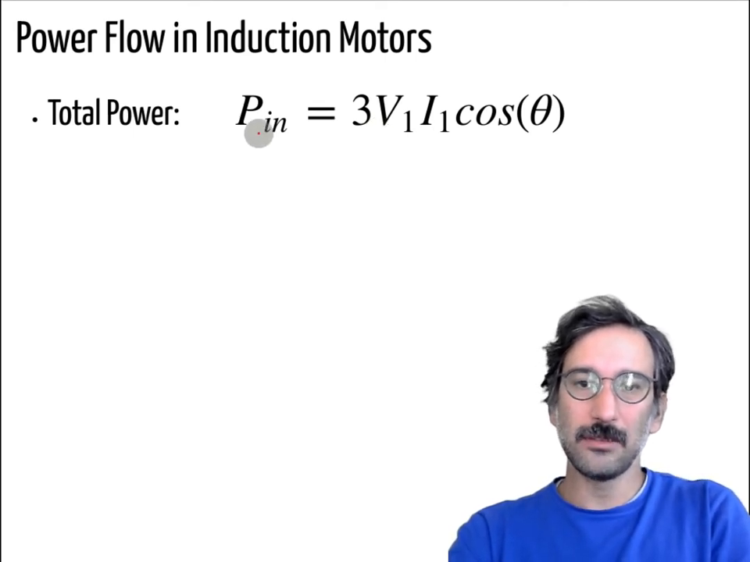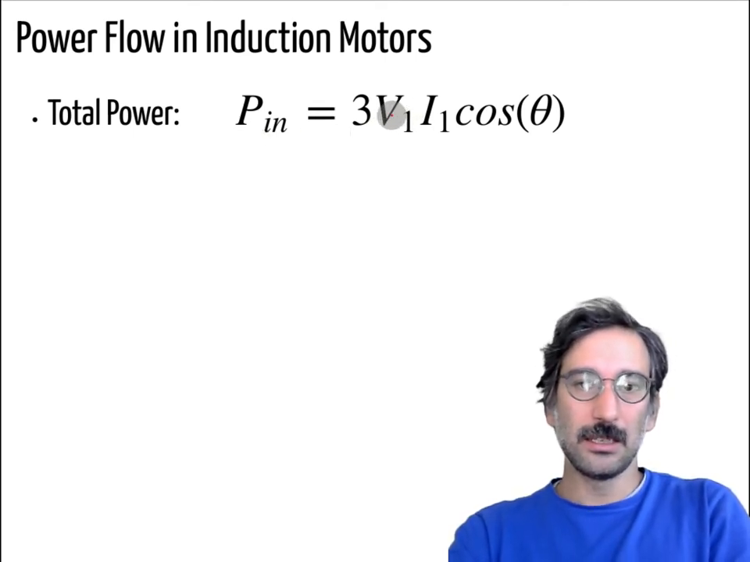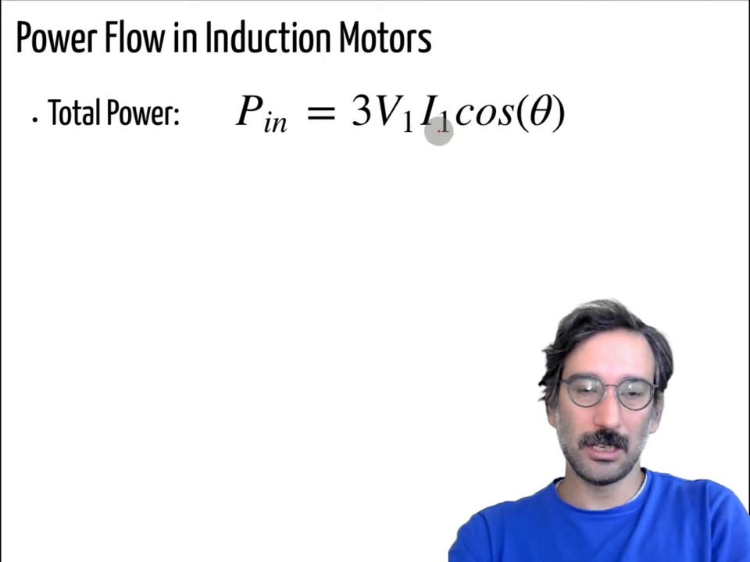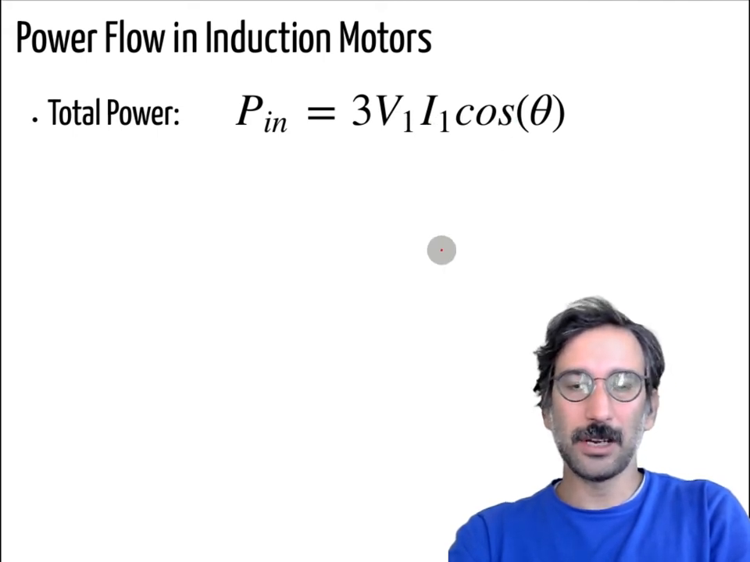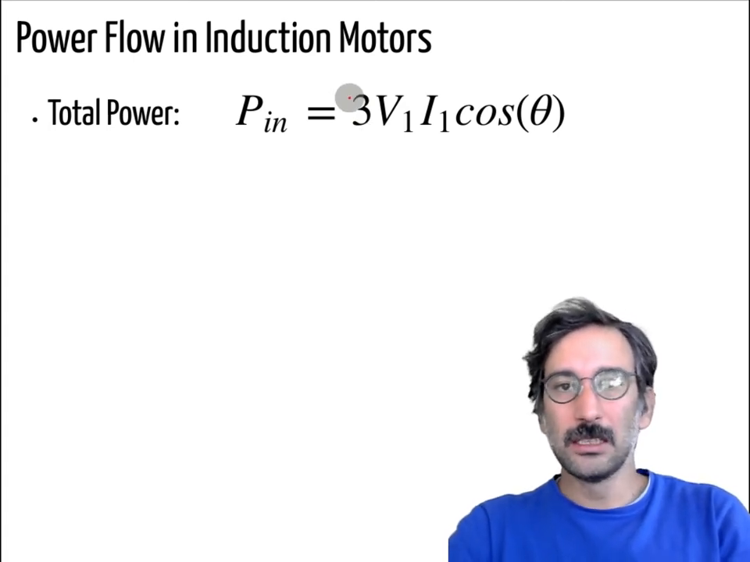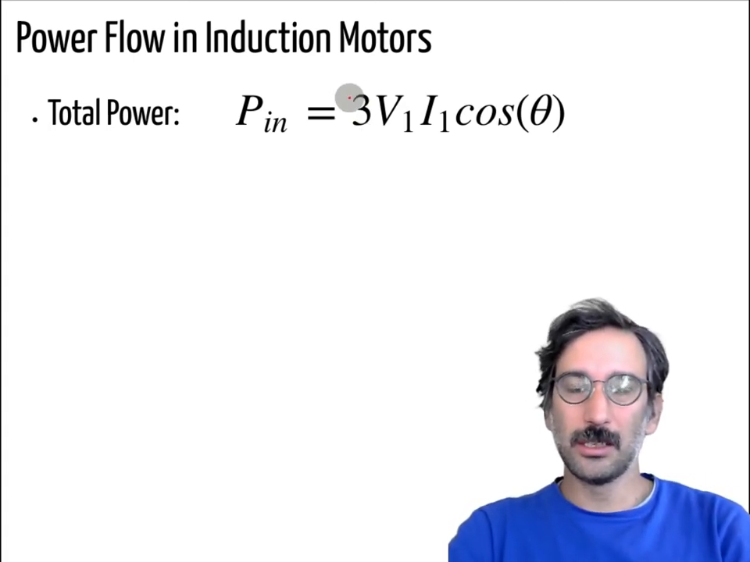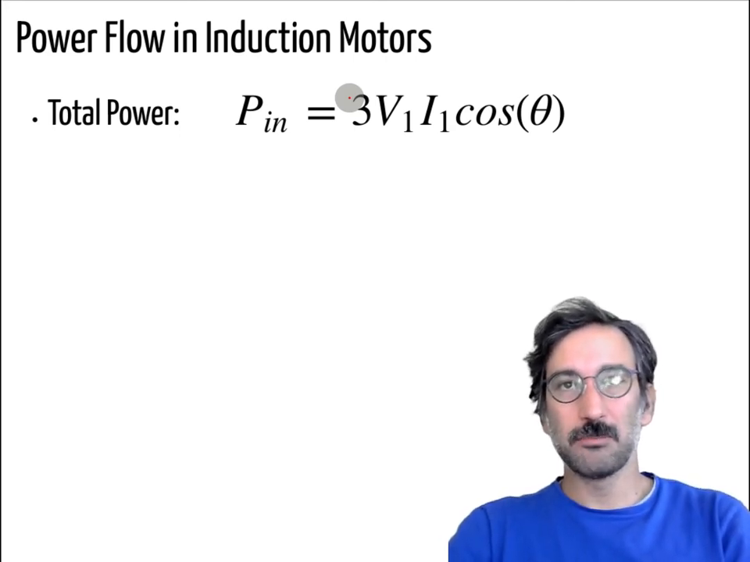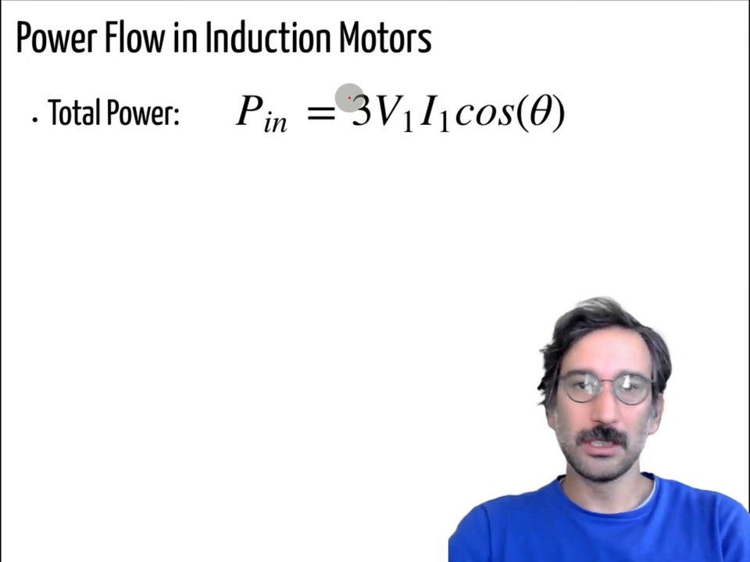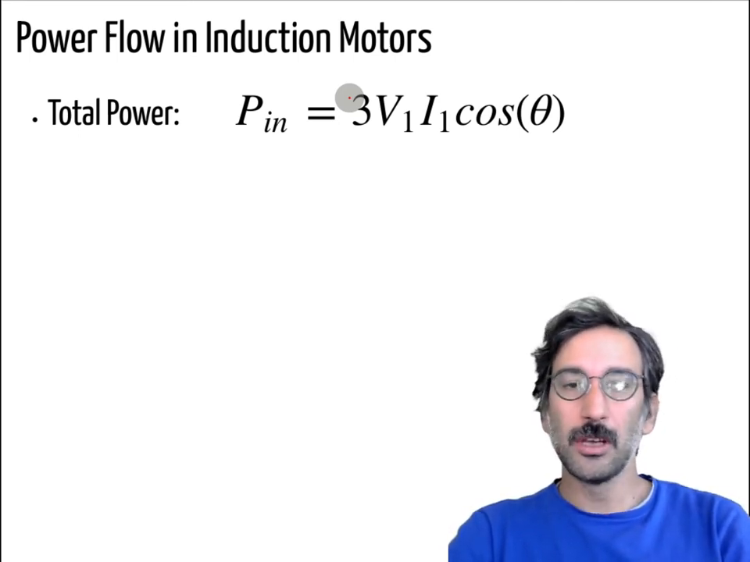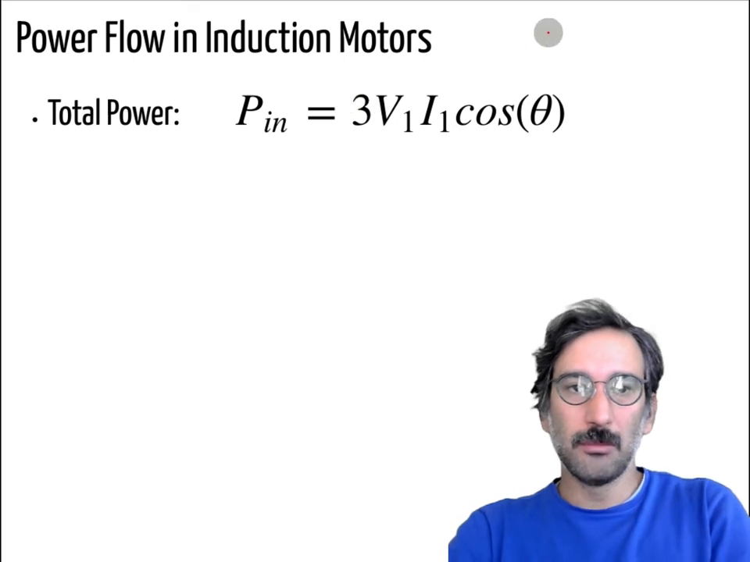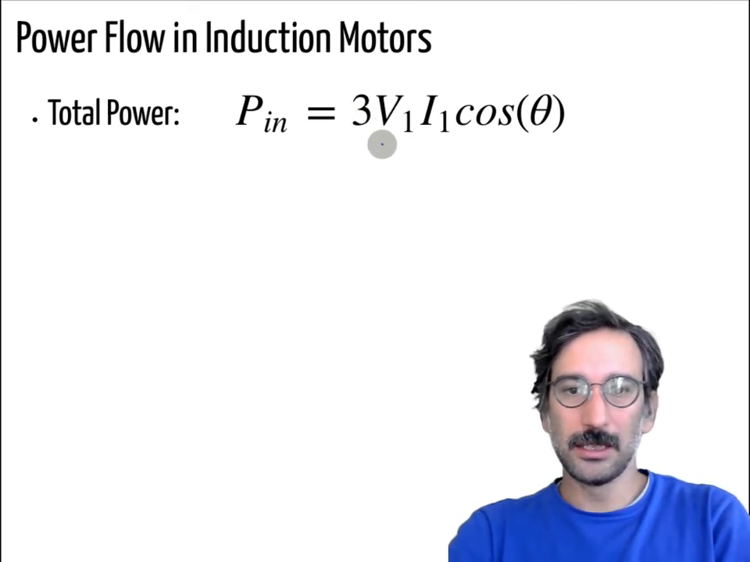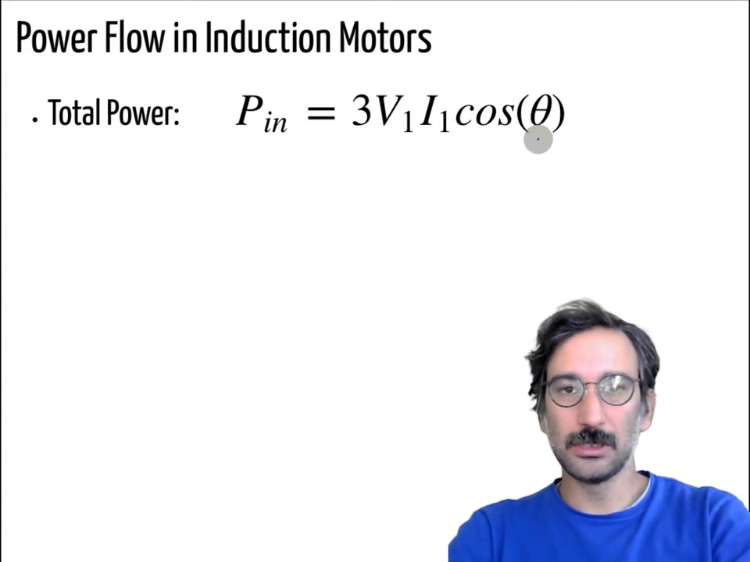First, I have the input power. It is V1, the phase voltage, times the phase current times the power factor, multiplied by 3. Don't forget that the equivalent circuit we are discussing is a per-phase equivalent circuit, but per-phase power or per-phase torque is rarely or never used. So don't forget to multiply those by 3. So 3V1 I1 cos theta is our total power.